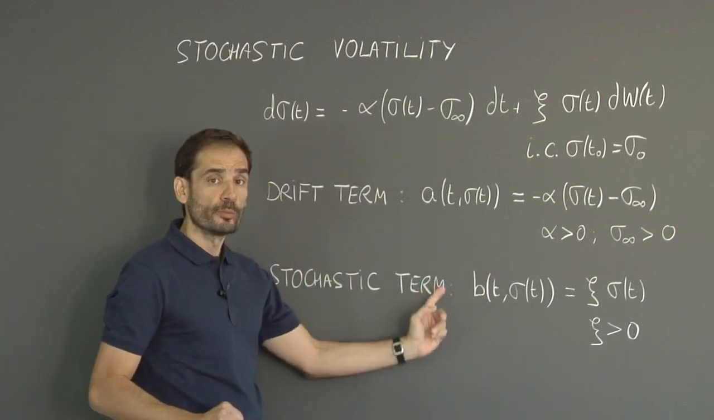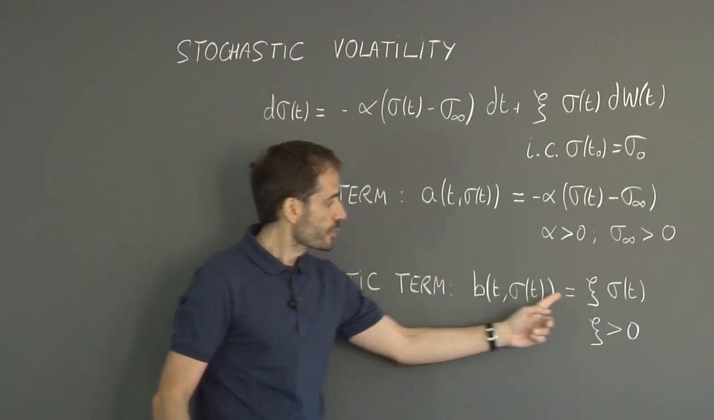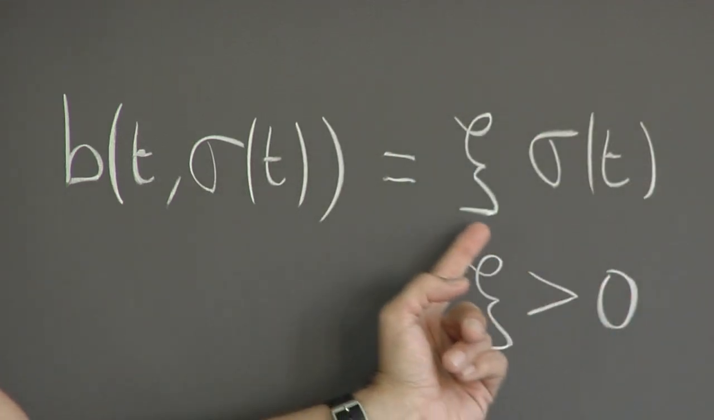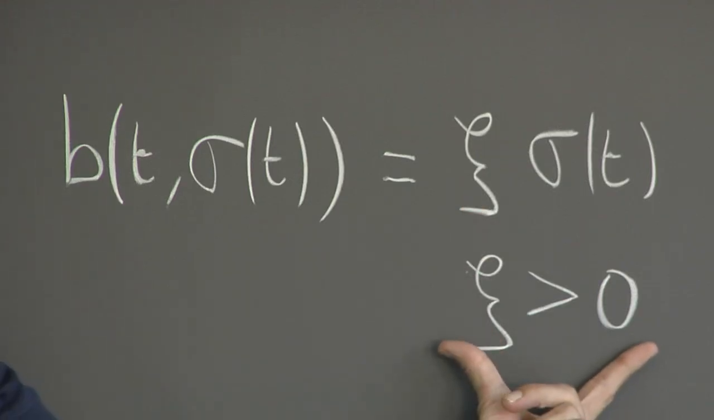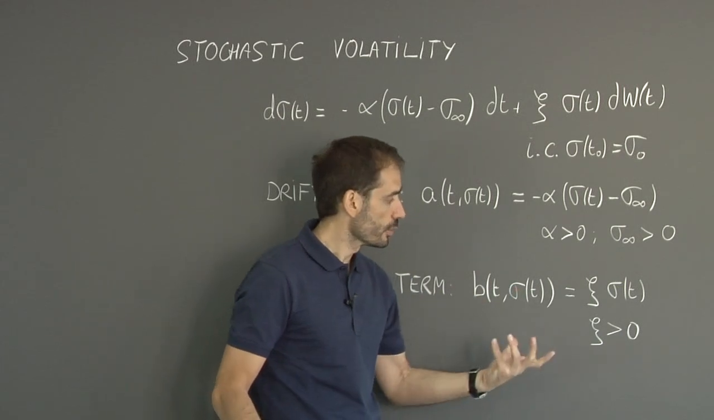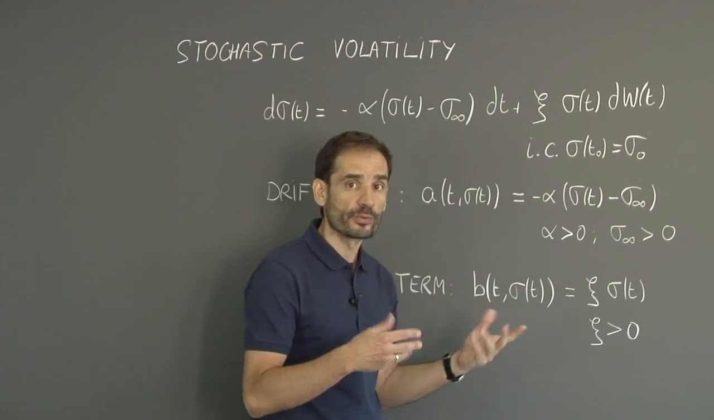The stochastic term, or the diffusion term, is proportional to the level of the volatility at time t. The proportionality constant, psi, which is positive, could be thought of as the volatility of the volatility.